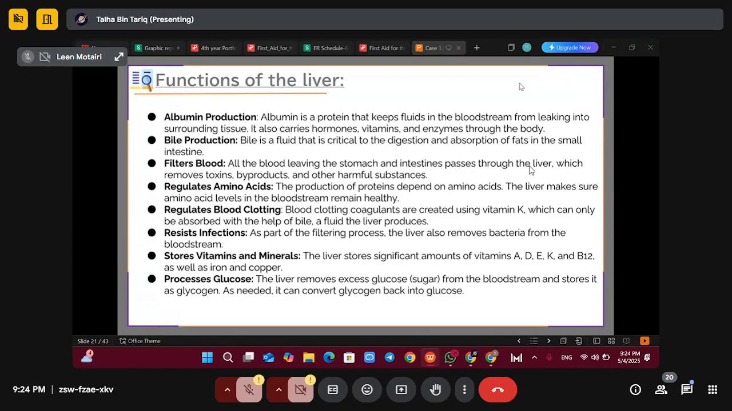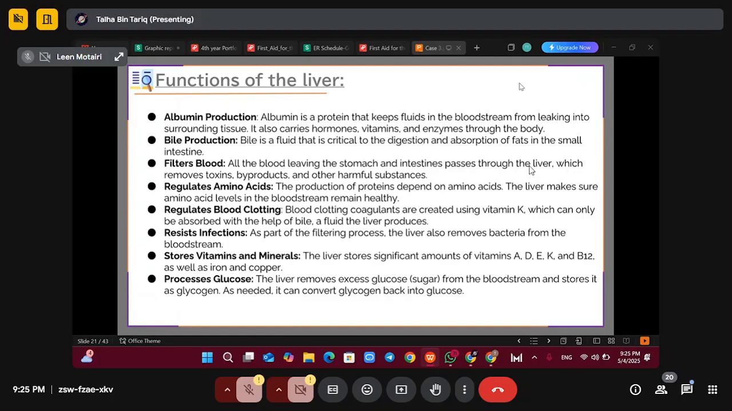Then blood clotting. So you have blood clotting. All the blood coagulants are created within the liver using vitamin K, and these can only be absorbed with the help of bile, which is the fluid the liver produces. So regulation of blood clotting, right?